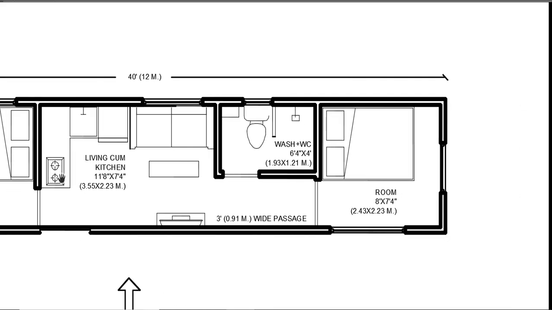So we have the living plus kitchen area. You can see here the sofa arrangement, tea table arrangement, TV unit arrangement, and also the kitchen cabinet with burner, sink and refrigerator arrangement. And we have a large size window for ventilation and light purpose.